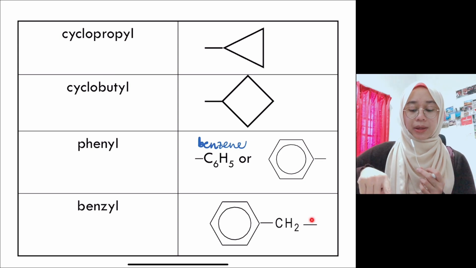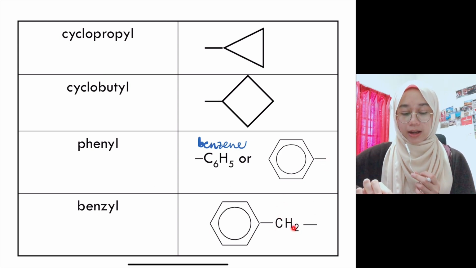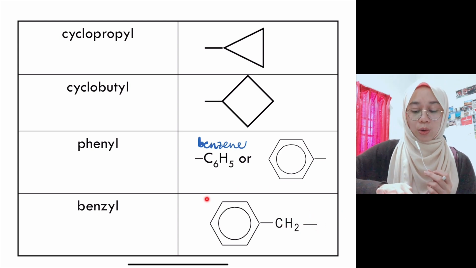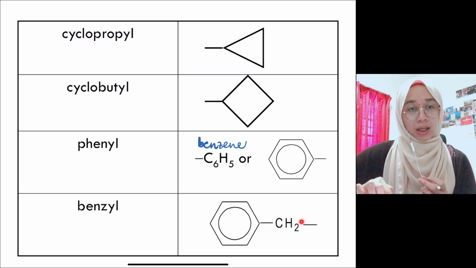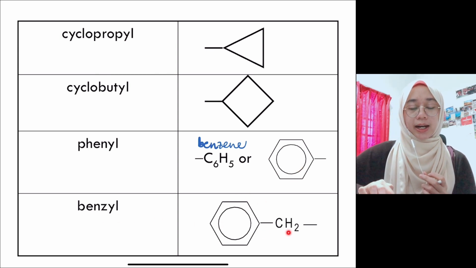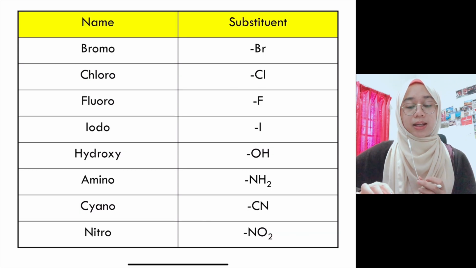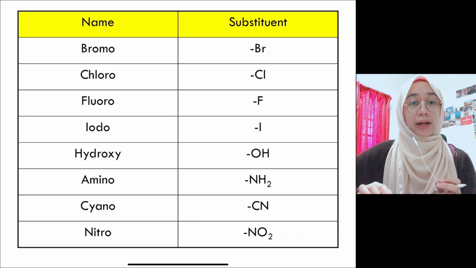Okay, but the one below, what is the difference between the top one and the bottom one? Be careful here, this part here. Okay, if the benzene ring has a CH2 in front of it, and then the CH2 is what attaches to the parent, this whole thing here is what we call benzyl. Okay, so be careful of the difference between these two. Phenyl is only the benzene ring, but benzyl is when the benzene ring has a CH2 in front of it, and then attaches to the parent.